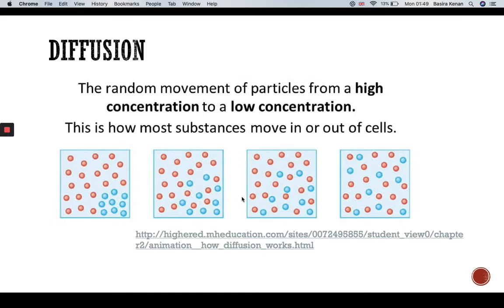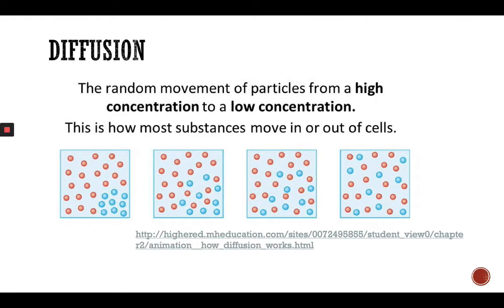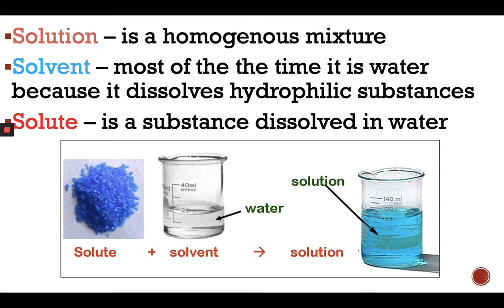So here we have certain parts where we can say what diffusion is: solution, solvent, and solute. Before going on to the next slide, you have to know what solution, solvent, and solute are. A solution is a homogeneous mixture. The solvent is most of the time water, because it dissolves hydrophilic substances. Hydrophilic substances love water and are dissolved in water. A solute is a substance dissolved in water. So the solute plus the solvent gives us the solution. Remember these keywords.